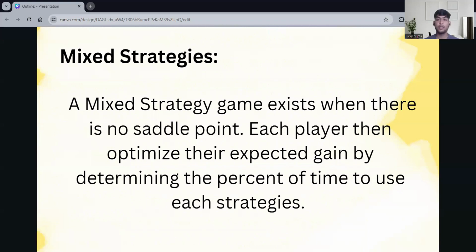A mixed strategy game exists when there is no saddle point. Each player then optimizes their expected win by determining the percent of time to use each strategy. There is no such strategy that if they take it, they will get a profit. So they have to play a mix of strategies to get themselves into profit. And this is the most important thing. When you see the Nash equilibrium, it is one of the most important, that you always depend on the other. You don't have a perfect strategy or a perfect something that you are going to do.